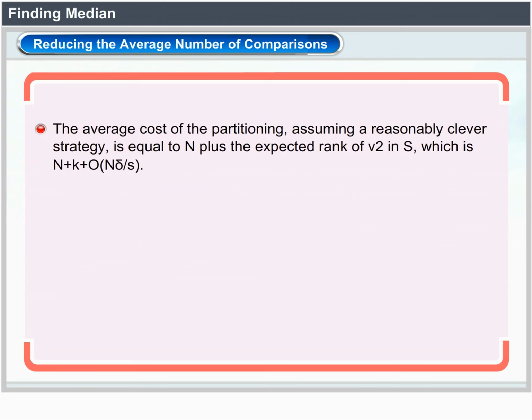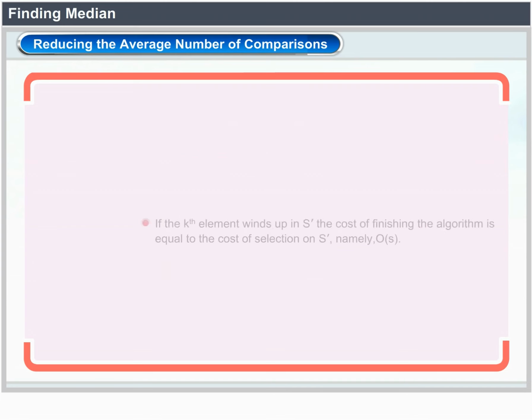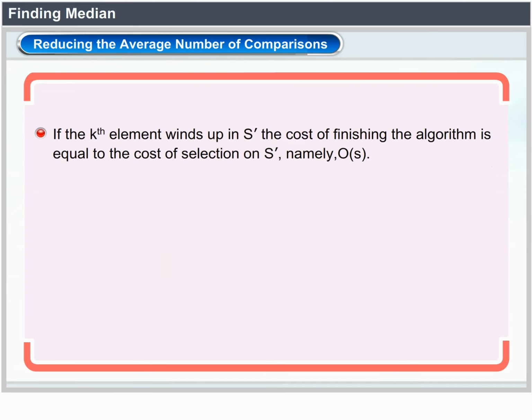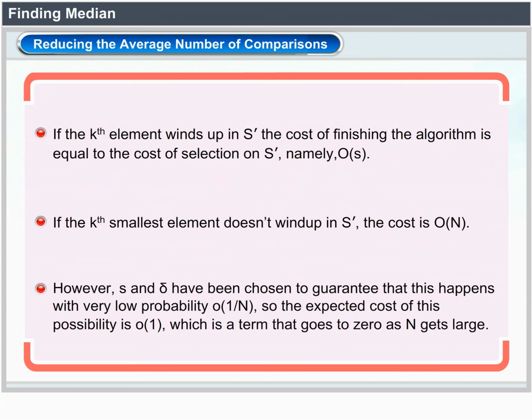The average cost of the partitioning, assuming a reasonably clever strategy, is equal to n plus the expected rank of V2 in S, which is n plus k plus O(n delta / s). If the kth element winds up in S', the cost of finishing the algorithm is equal to the cost of selection on S', namely O(s). If the kth smallest element doesn't wind up in S', the cost is O(n). However, s and delta have been chosen to guarantee that this happens with very low probability, o(1/n). So the expected cost of this possibility is o(1), which is a term that goes to 0 as n gets large.